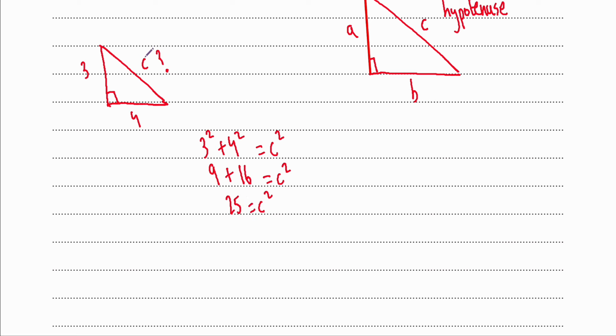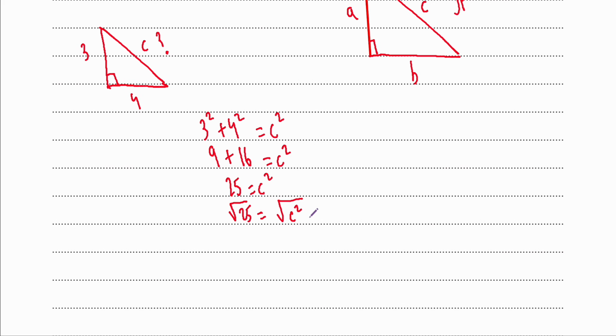Now remember, we need c, we don't need c squared. So the way you get that is to take the square root on both sides. So then I have the square root of 25 is equal to the square root of c squared. Well, if you take the square root of squaring something, that's just getting rid of everything, right? So square root of 25 is just 5. So you're left with 5 is equal to, and the square root and the square cancel out, and you're left with c. So c is equal to 5, and that means that this length right here is 5.